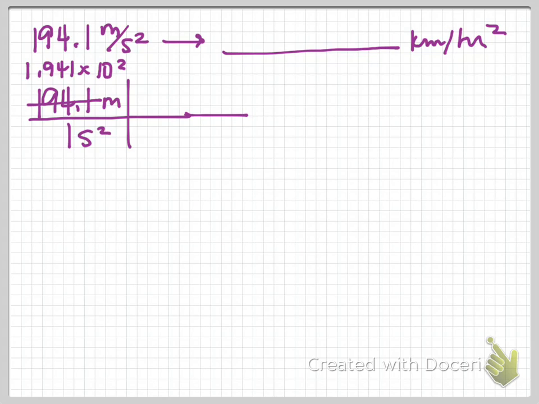Now it does not matter if we do the kilometers or the seconds, or the meters or the seconds first. I'm choosing to do the kilometers, again, because they're one-dimensional. So we're going to have meters on the bottom to cancel, kilometers on the top to go into, and of course 1 kilometer is equal to 10 to the third meters.